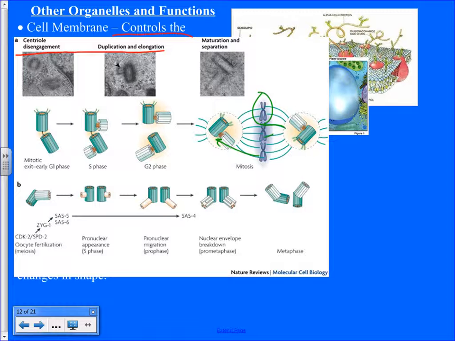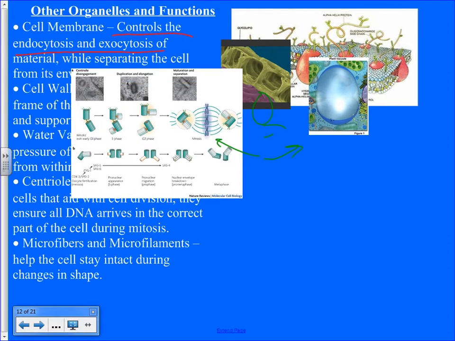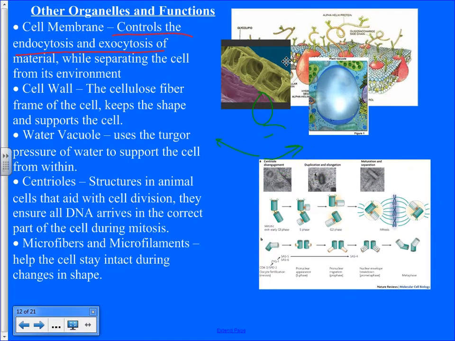Some of them go this way, some of them go this way, and that makes sure that each new daughter cell, is what they're called, ends up with all the DNA that it requires. So for centrioles, really, all you need to write is helps with cell division or pulls DNA to one side or something like that. That would be sufficient for a quick answer on those.